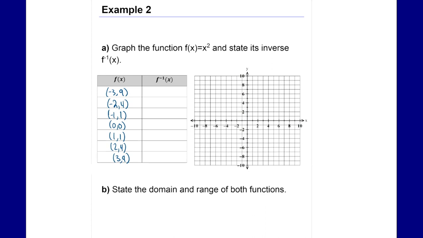The inverse of our function at x, we're going to switch. So it's going to be 9 and negative 3, 4 and negative 2, 1 and negative 1, 0 and 0, 1 and 1, 4 and 2, 9 and 3. So again, we're just switching the x and y values. We can graph that as well, just so we can visually see how it's going to look. So we'll graph our parent function first.